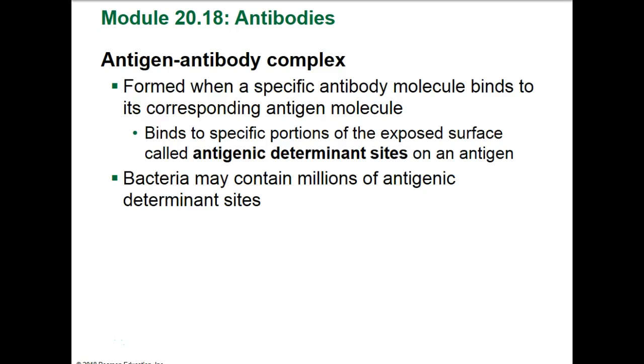Okay, so when the antigen and the antibodies come together, when they bind, we call it an antigen-antibody complex. It's formed when a specific antibody molecule binds to the corresponding antigen molecule. It binds to specific portions of the exposed surface called the antigenic determinant site. And the bacteria could contain millions of antigenic determinant sites. And that's what I was saying earlier. So one bacterium could have a lot of different antigens, really. So you could form a lot of different antibodies to just one bacterium, because it's responding to each of the different pieces.